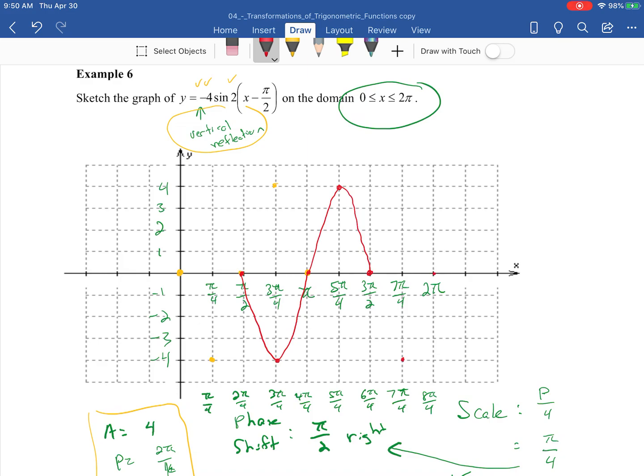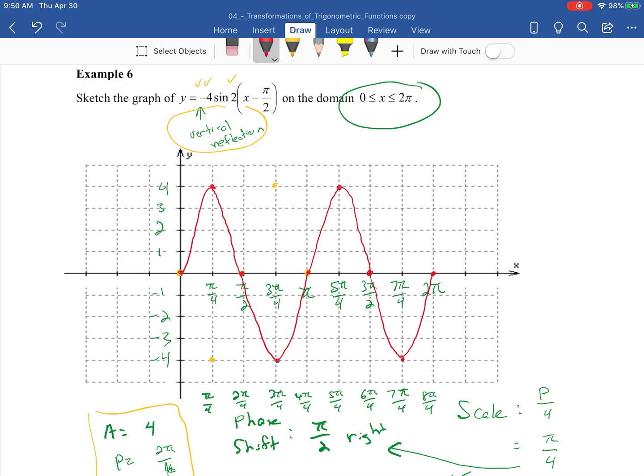It said graph it from 0 to 2 pi. So I've got to continue this pattern. The next point would be there and there. Just following the pattern to get extra points here to get from 0 to 2 pi. These next points would be there and there. Sketch the graph 0 to 2 pi. I sketched it 0 to 2 pi. I didn't put arrows on it because it said just go from 0 to 2 pi.